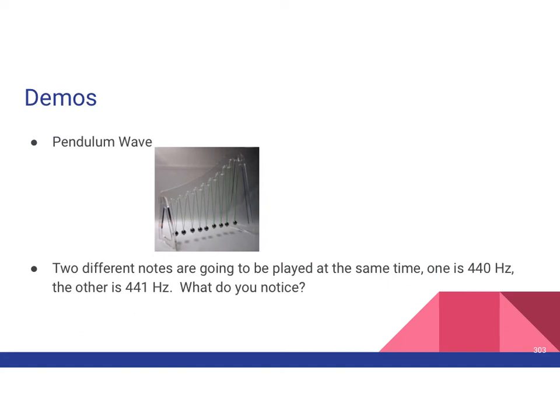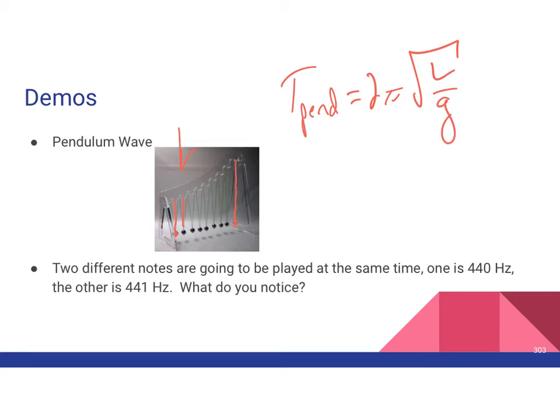This is similar to the concept of the blinker. All of these pendulums in this picture that you can see, that's my dog shaking himself, all have different length strings. So remember that the period of a pendulum is, of course, 2 pi times the square root of L over g. So the longer the string, the longer the period, the slower it moves back and forth.